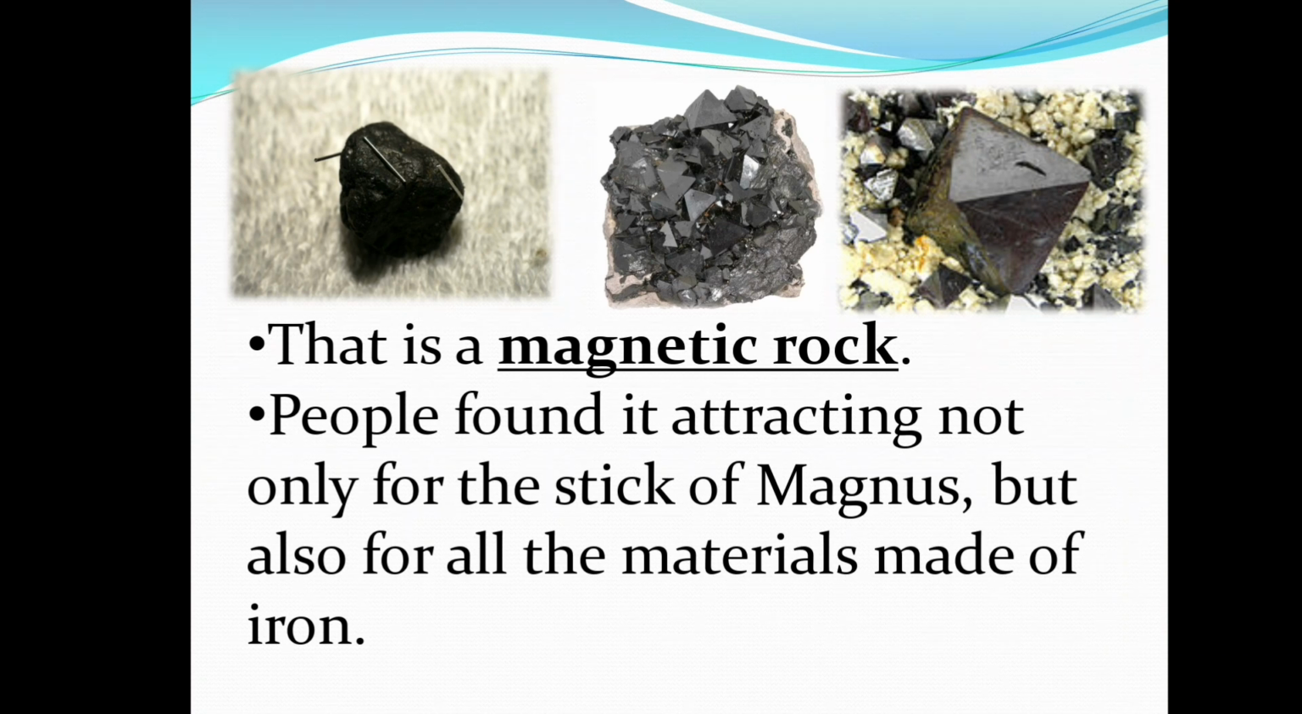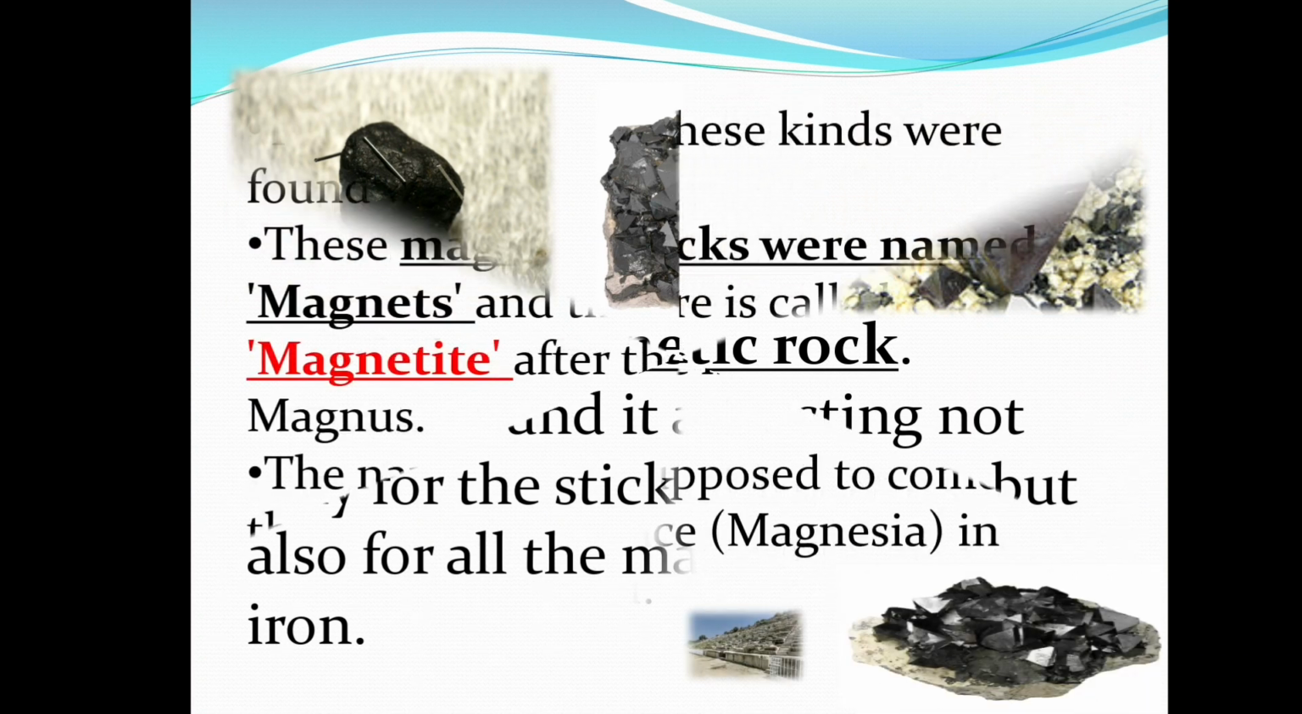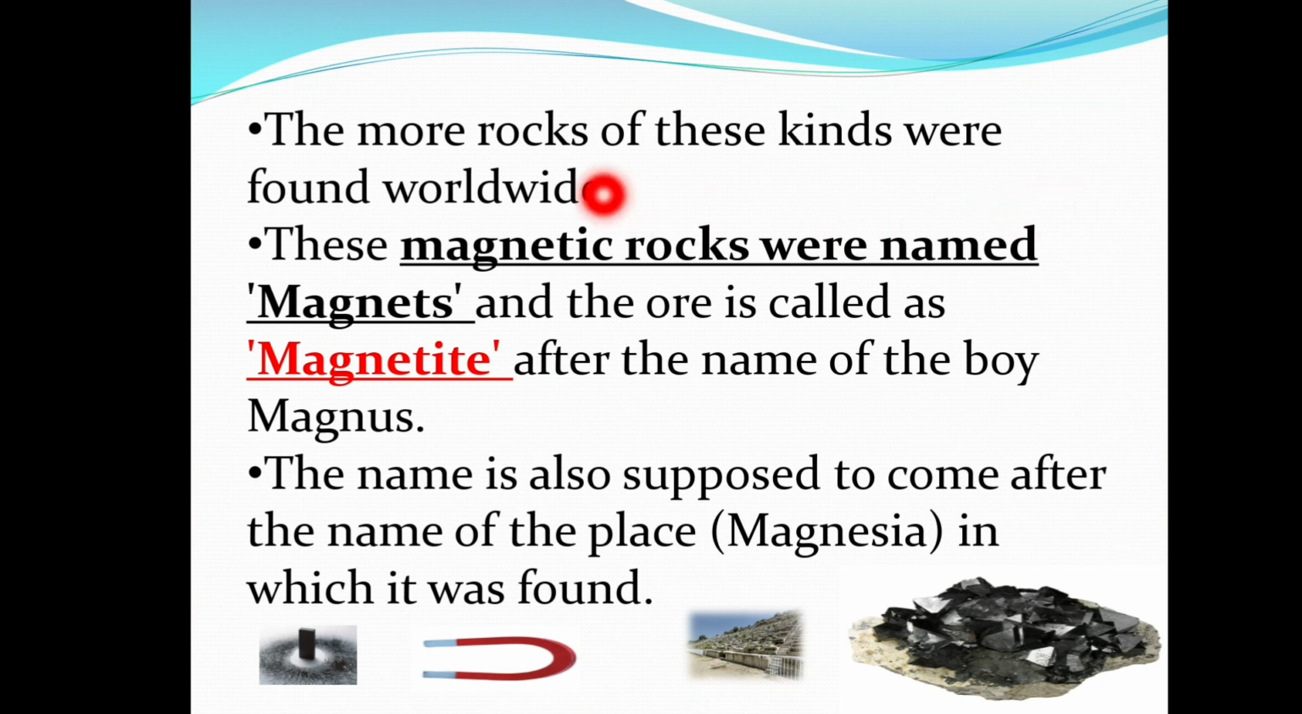So this is how they found the magnetic rock, and this is how they discovered the magnet. As more rocks of these kinds were found worldwide, these magnetic rocks were named magnets, and the ore is called magnetite after the name of the boy Magnus. The name is also supposed to come from the place Magnesia, in which it was found.